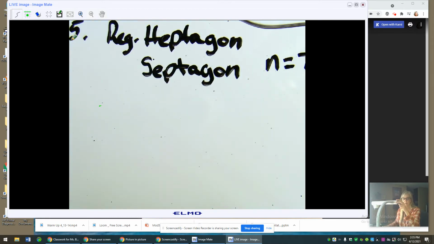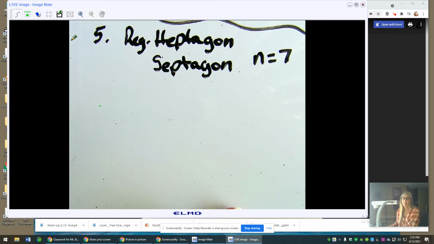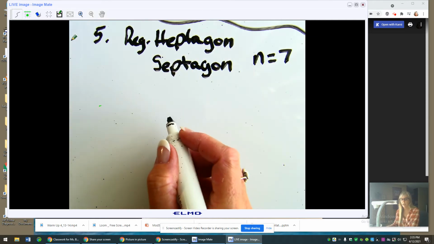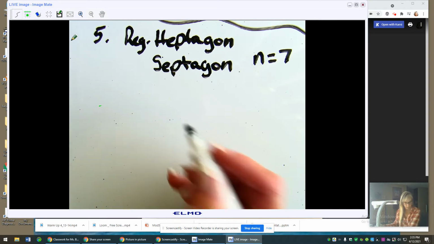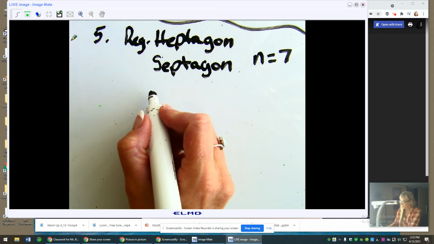Oops, I cut off. Zoom out. Hepta is 7. Septa is 7. If I'm not mistaken, one of these is Greek and one of them is Latin. But there's 7 sides. Heptagon. So I did not do it right. All right, I'll fix that on my answer key. So the n value is 7.